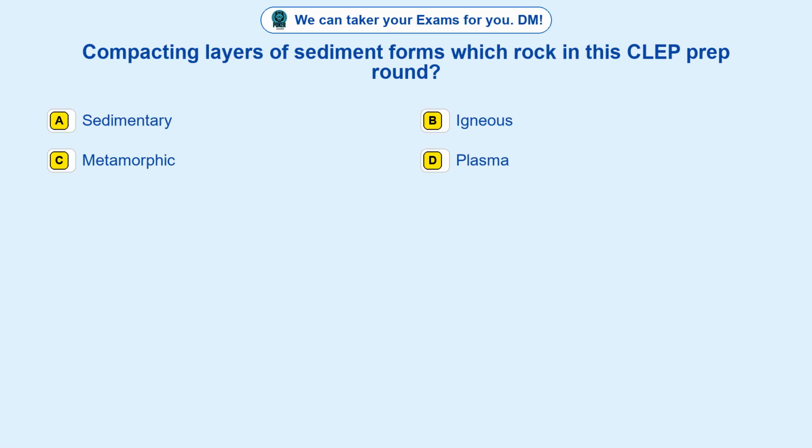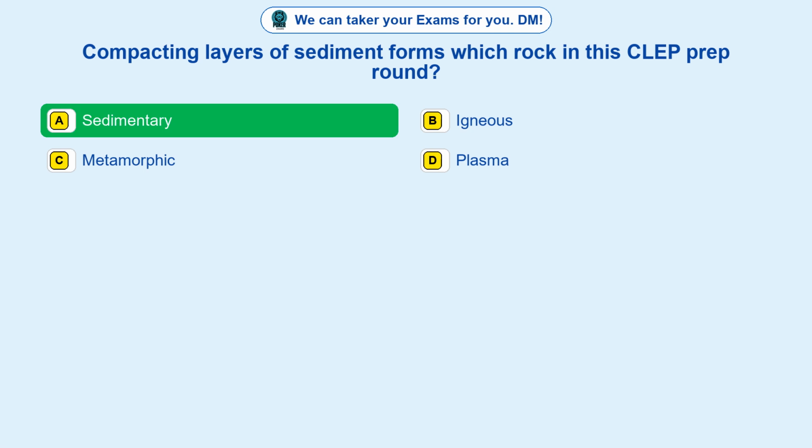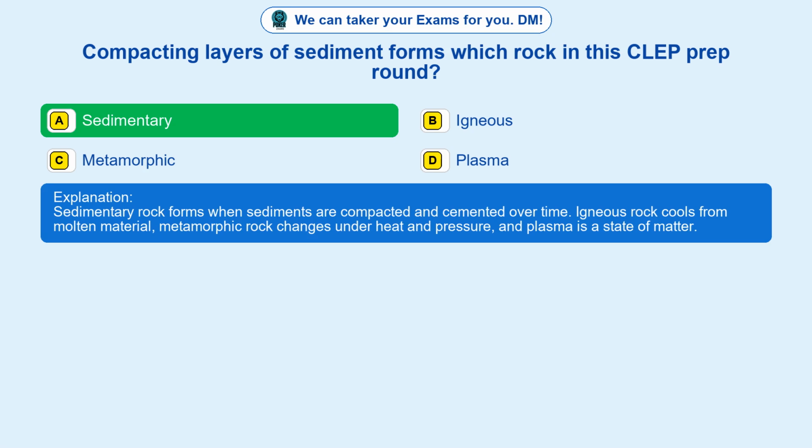Question 85. Compacting layers of sediment forms which rock in the CLEP prep round? Option A, sedimentary. Option B, igneous. Option C, metamorphic. Option D, plasma. The correct answer is option A, sedimentary. Sedimentary rock forms when sediments are compacted and cemented over time. Igneous rock cools from molten material, metamorphic rock changes under heat and pressure, and plasma is a state of matter.